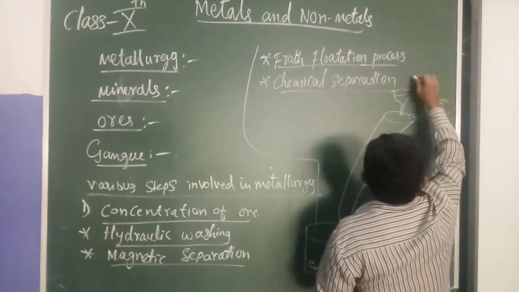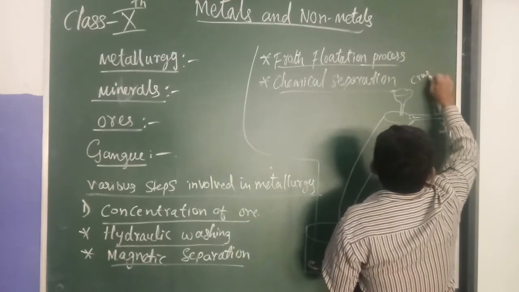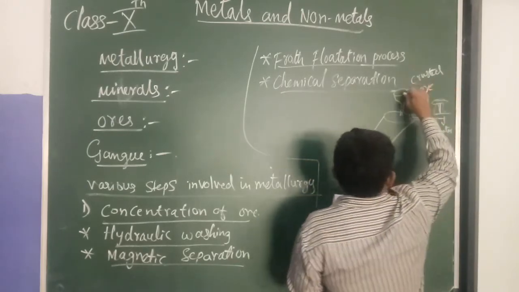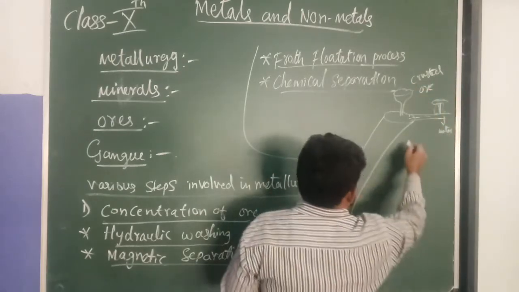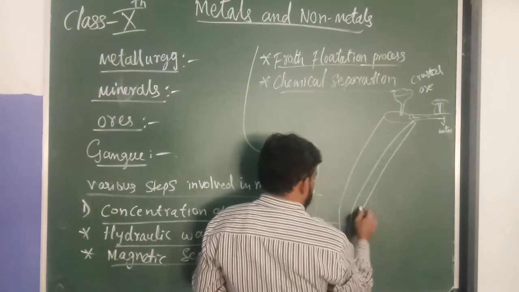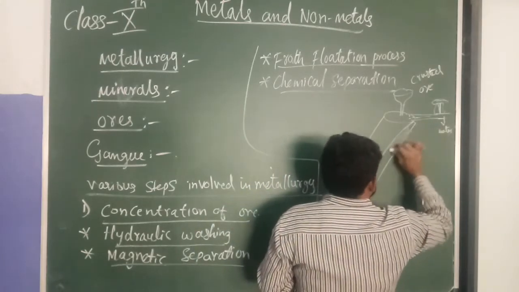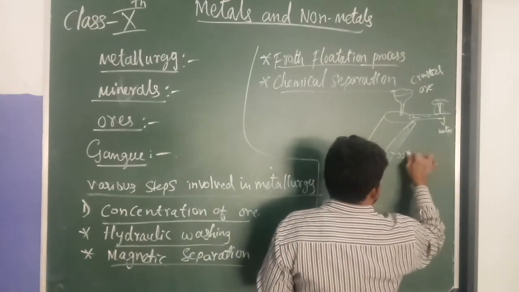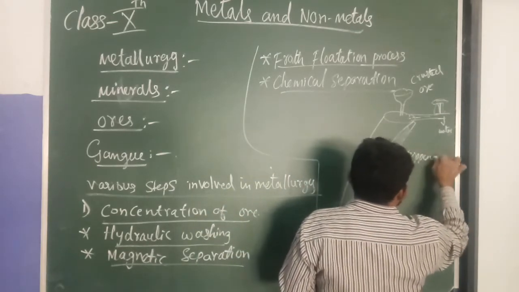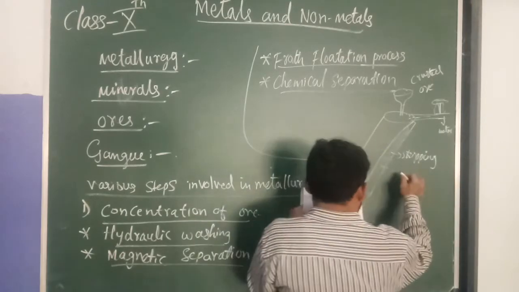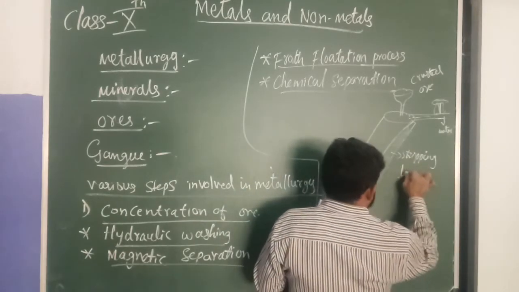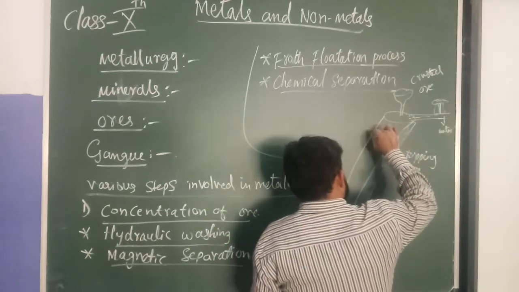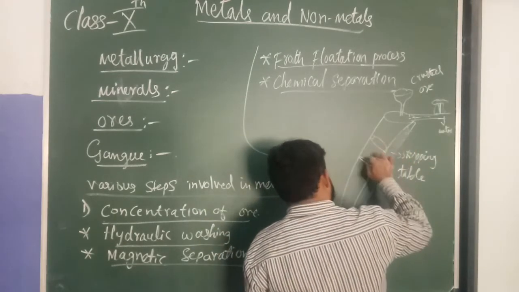That is for crushed iron ore. We are putting it into the funnel and it will pass into that. This is for stripping table, or you can take a tube also, a table, and this is a stand which is connected.